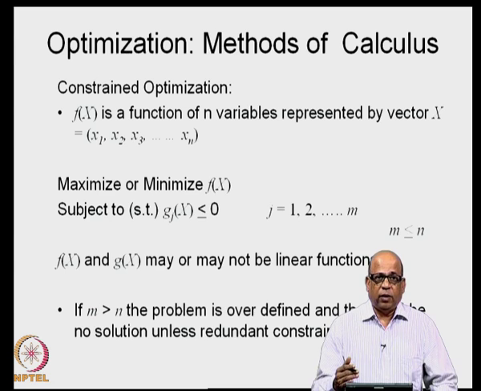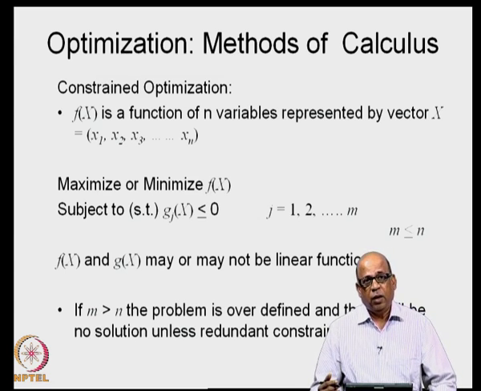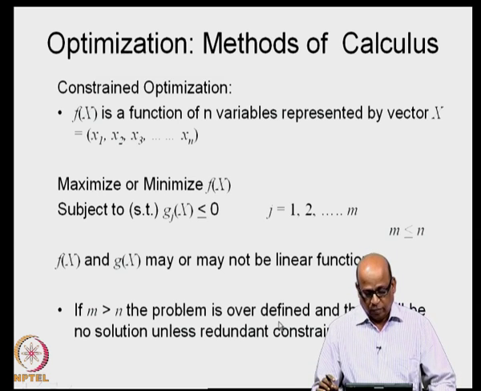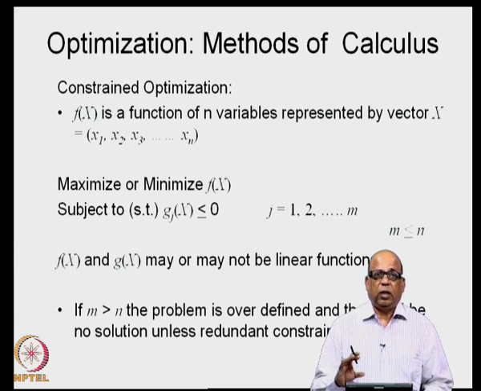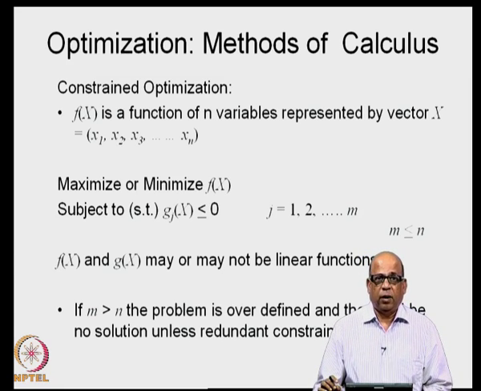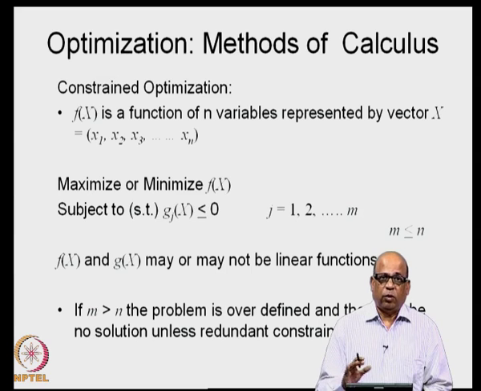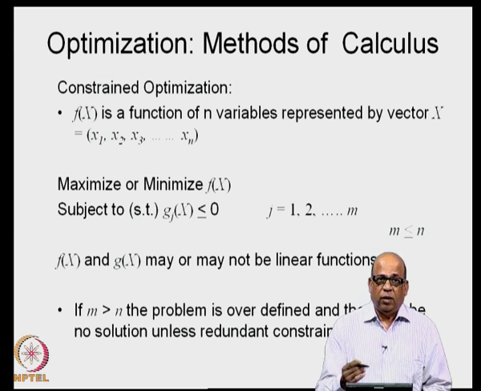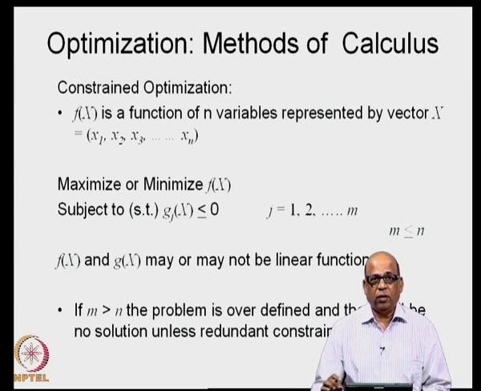If the number of constraints m is larger than the number of variables n, then in general the problem is overdefined, and therefore there will be no solution unless there are what are called redundant constraints. What do we mean by redundant constraints? If you state one constraint and the other constraint is automatically satisfied by stating this particular constraint, then the other constraint becomes redundant.